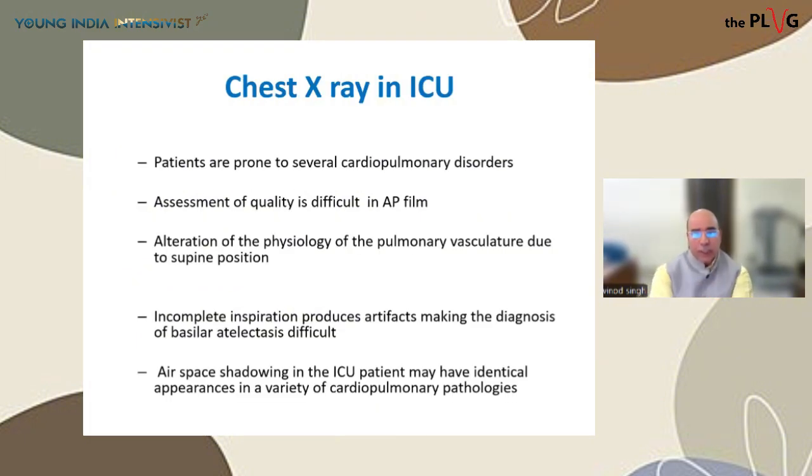If you look at the chest X-ray in ICU, how is it different from the PA view, which is the standard frame? These patients are prone to several cardiopulmonary disorders, the intensive care unit patients, and there is alteration in the physiology. Also, there is alteration in the pulmonary vasculature and the spine position. And also the most important is that there is incomplete inspiration. And a lot of shadows you can have. You can have airspace shadowing in the ICU patient that maybe looks normal, maybe some abnormal things.